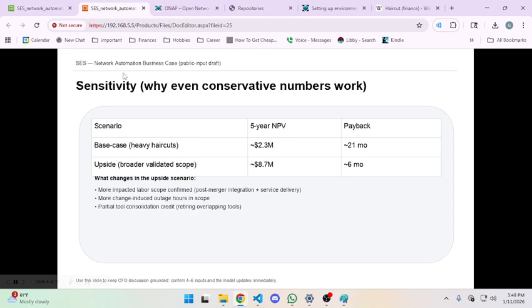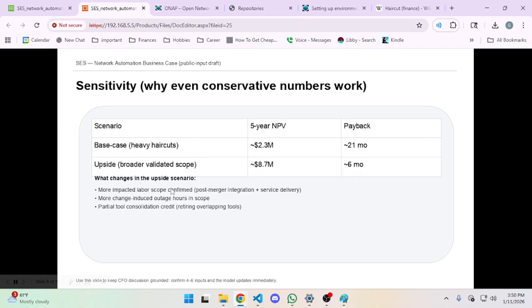All right, so sensitivity, why even conservative numbers work. So scenario, best case scenario, heavy haircuts, upside, broader, validated scope. So in the base case scenario, the 5-year NPV is going to be around 2.3 million, and you'll start to get payback around 21 months in. In the upside scenario, you get 8.7 million 5-year NPV, and the payback happens around 6 months in.